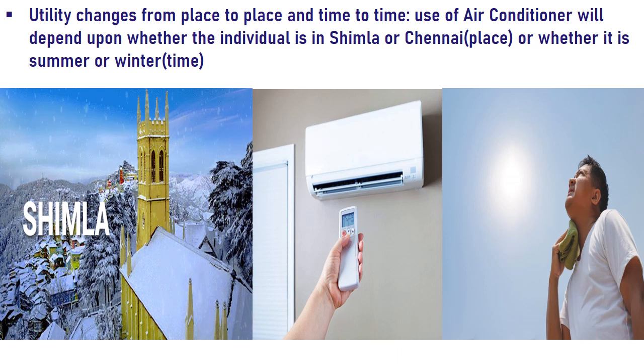The second feature, utility changes from place to place and from time to time. Let us take two places, one a very cold region and the other a very hot region, Shimla and Chennai. Air coolers give more utility in a very hot place like Chennai rather than in Shimla. In the same way, if we take two different time periods, summer and winter, in summer, cotton clothes give more utility than in winter.